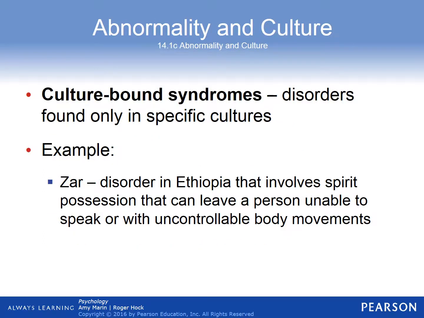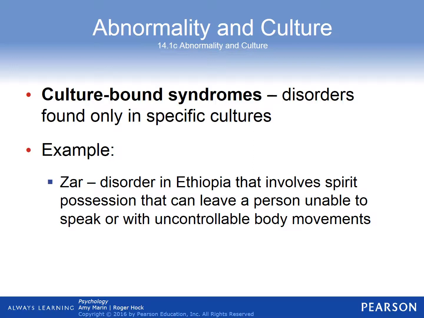One final factor as we look at how we're defining abnormality, how we're labeling people, is the culture. And if you've studied anthropology, I'm sure Professor Walsh hit on this. Culture-bound syndromes are very interesting because these are disorders that are found only in specific cultures. For example, the disorder called ZAR. In Ethiopia, they believe that spirit possession can leave a person unable to speak or with uncontrollable body movements. So we might call that a seizure. They call it ZAR, and that's how they explain it.